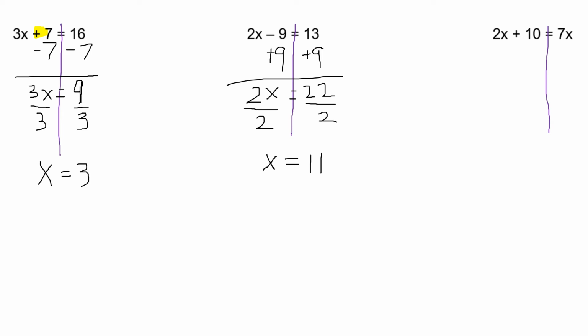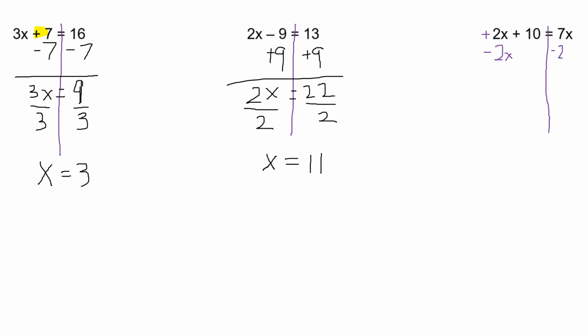So what sign would normally be in front of the 2? Addition or subtraction? It'd be addition because there's not a sign there. So it's a positive 2 right now. So in order to move it to the other side, what would we have to do? We'd have to subtract 2x from both sides.